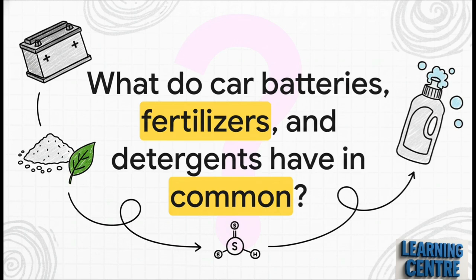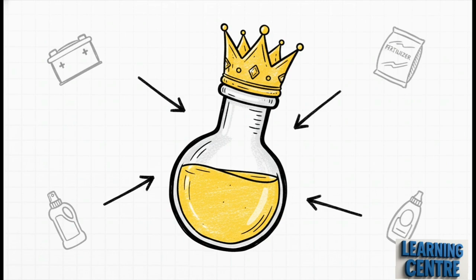Think about these three things: the battery that gets your car started, the fertilizers that help grow our food, and the detergents that clean our clothes. What on earth could they possibly have in common? Believe it or not, the answer is sulfuric acid. It's this kind of invisible ingredient, right? It's a key part of making countless products that we use every single day.